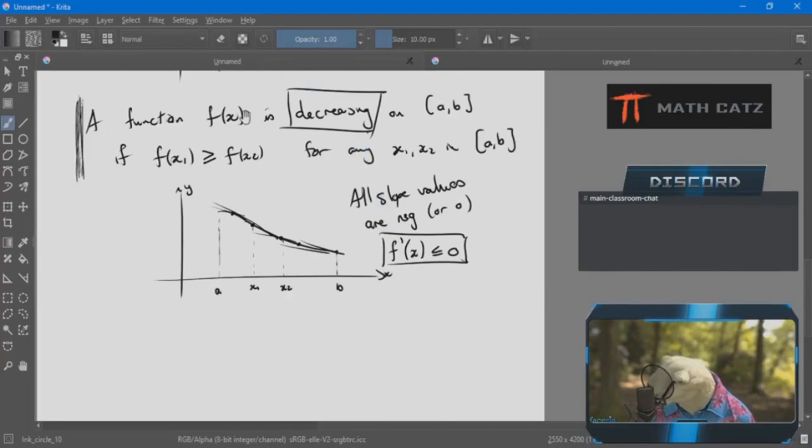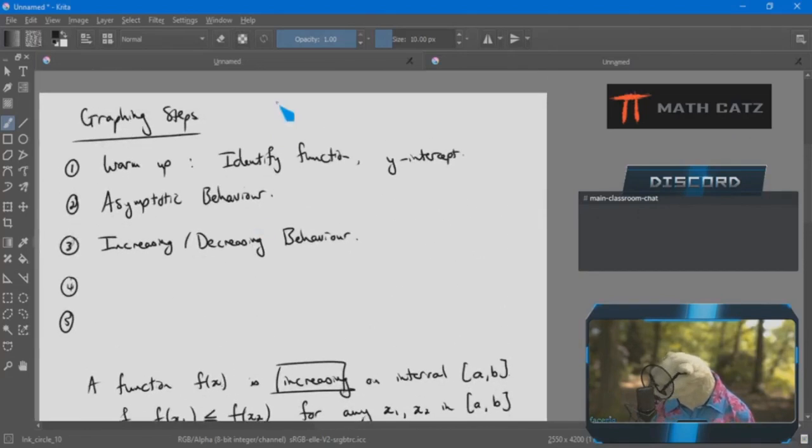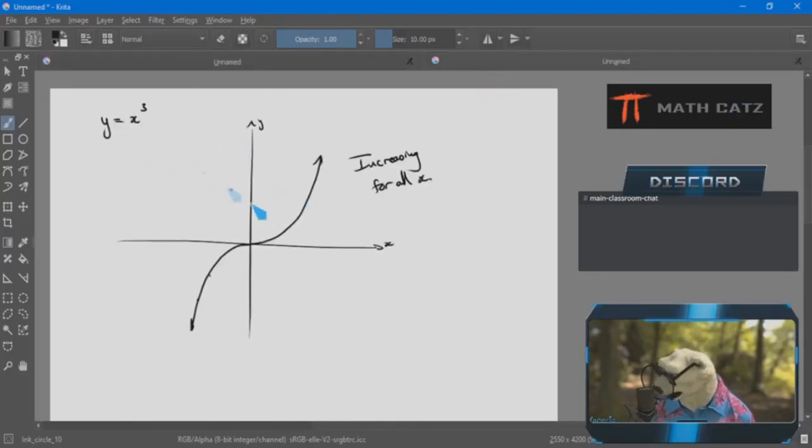Did I do it on this page? Right. When we looked at asymptotic behavior, I looked at the function. When I look at increasing decreasing behavior, I'm going to now look at the derivative. So let's do some examples and see what there is to see. Well, I have this guy. Might as well finish this guy.